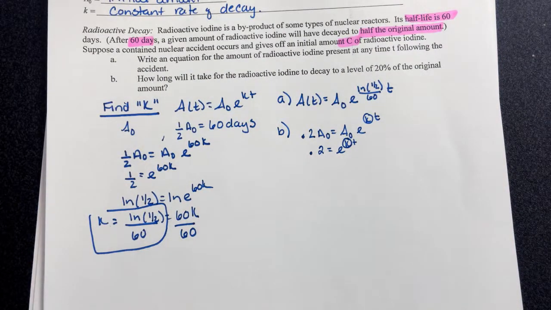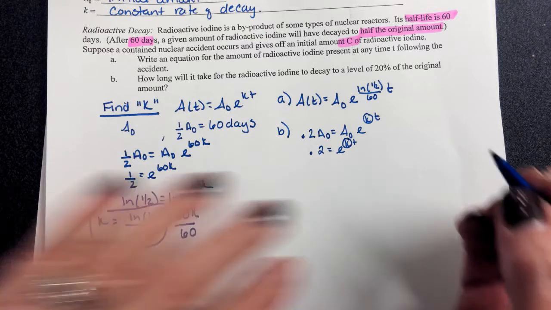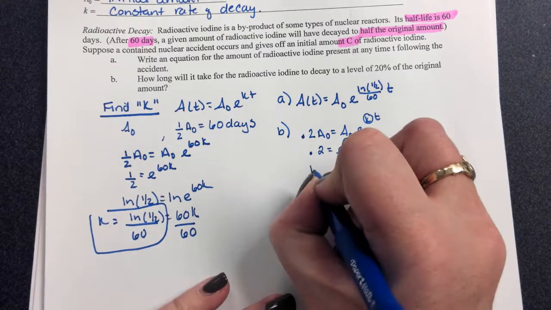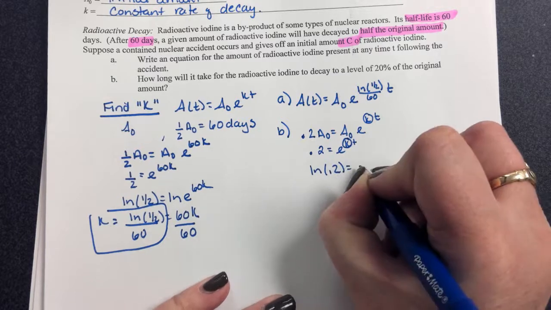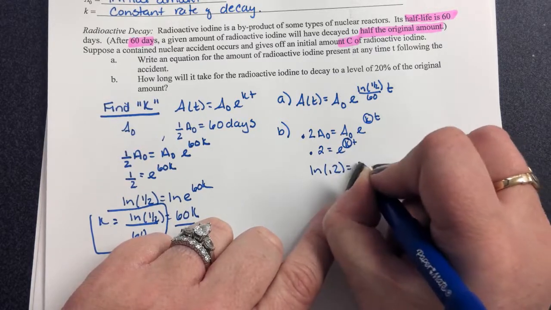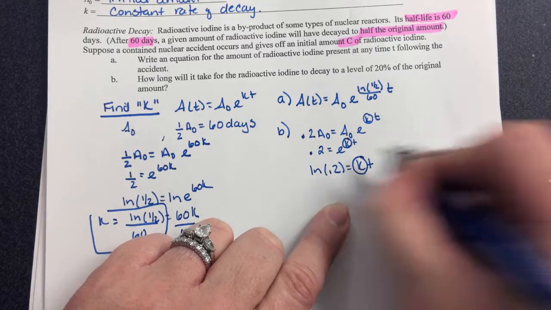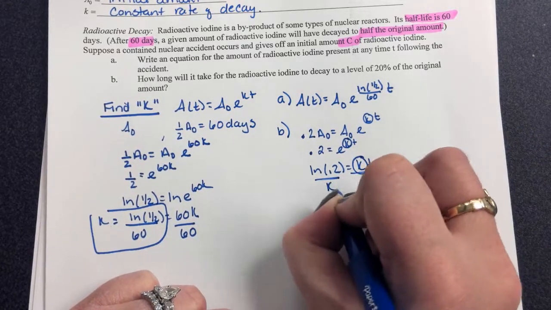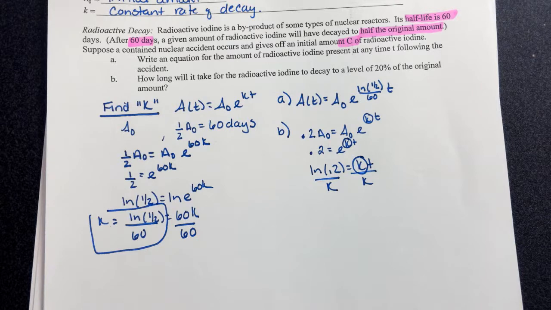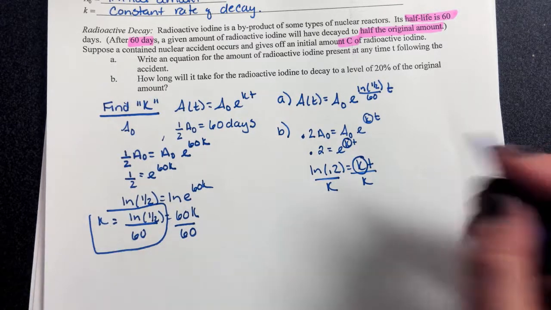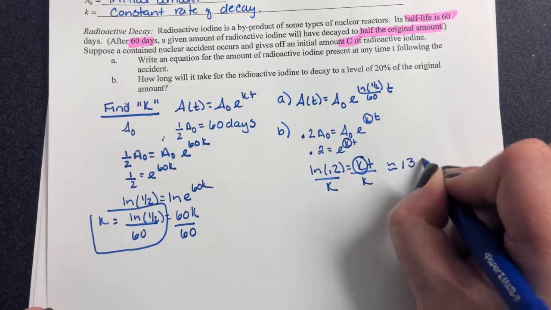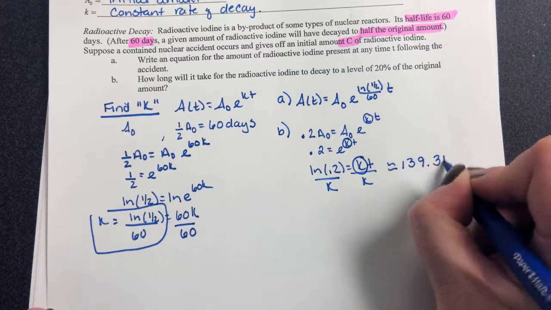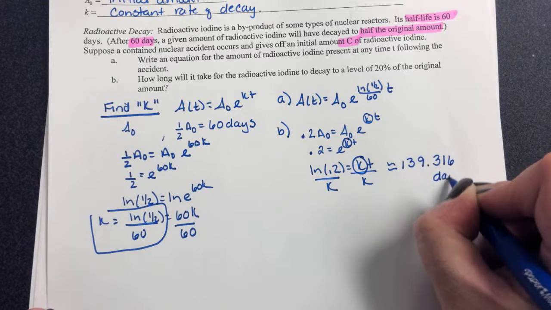Now, what are you going to do to both sides of the equation to solve for t? We're going to do natural log. And I know when I take natural log of e to the Kt, that's just going to leave me with Kt. And then I can divide both sides by K. So natural log of 0.2 divided by that K value gives me approximately 139.316 days.